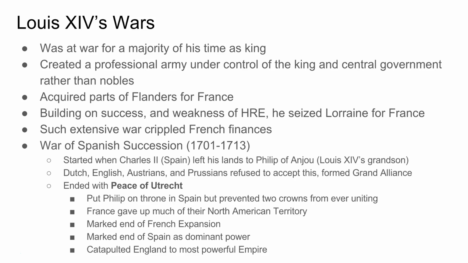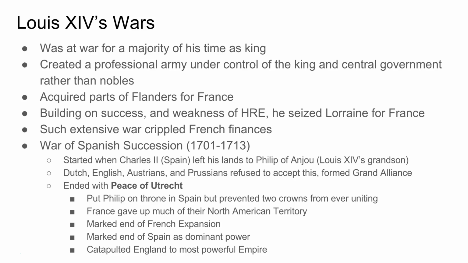As part of this treaty, France gives up most of their North American territory, essentially all of Canada, which Colbert had worked so hard to exploit. It marks the end of French expansion. They at this point recognize that they've been defeated. They are unable to continue fighting these continental wars in Europe, and they are unable to acquire any more colonies. It marks the end of Spain as any sort of dominant power. They are just done at this point, and we'll talk about why in a second.